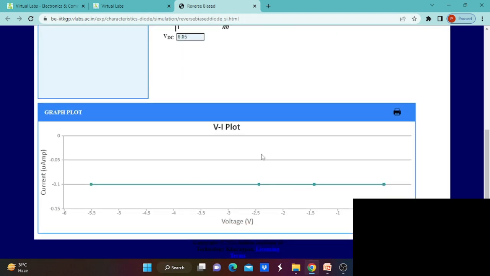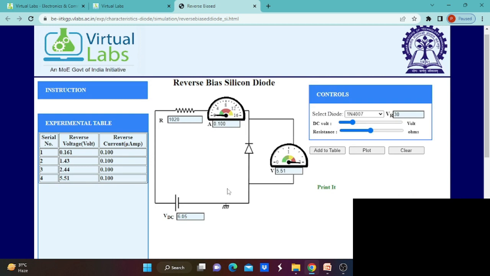Characteristics of this VI plot, both forward bias and reverse bias, we can observe everything in the virtual lab in simulation mode. So I hope everyone understands this concept clearly.